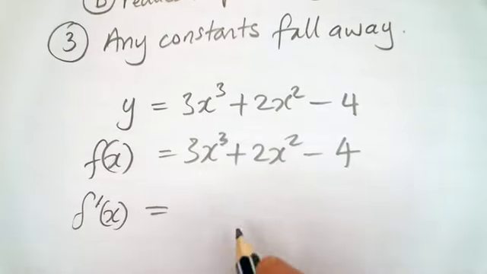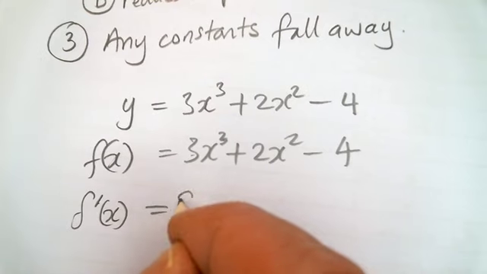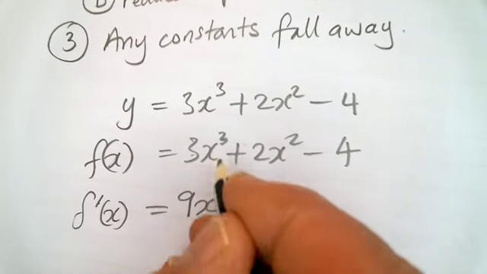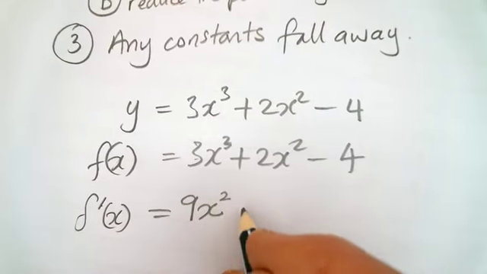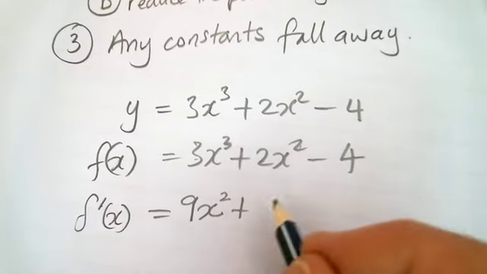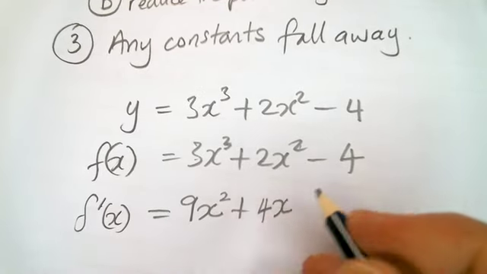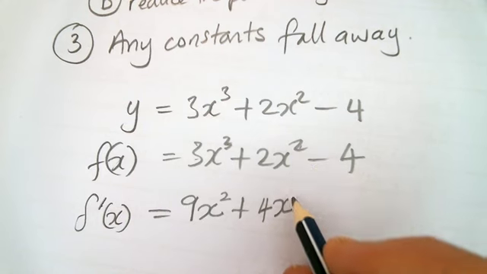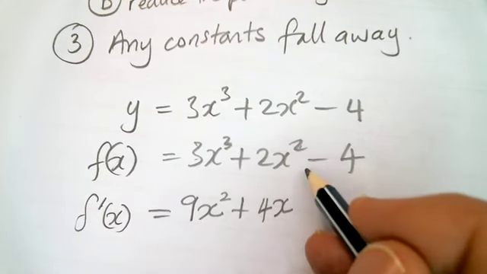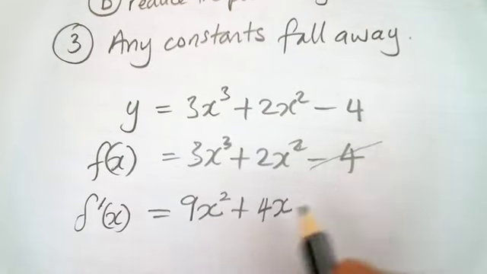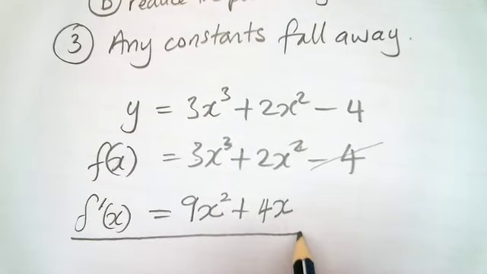And of course, again, we're going to go 3 times 3 is 9. x, reduce the power by 1 becomes a 2. Add it to 2 times 2 is 4. x, reduce the power by 1 becomes x to the 1, which is just 4x. And we're going to let the constant fall away. So there is our differential. That is all you need to do.